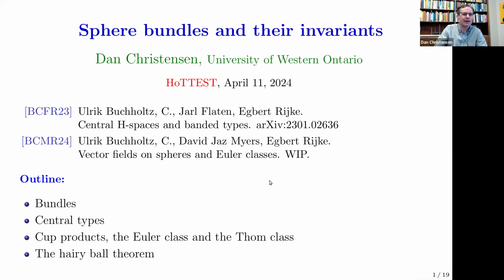One paper is by this group of 4 authors, Buchholz, myself, Flatten, and Reika, and it's available on the archive. And there's a newer paper that is not quite ready for the archive, but we were hoping to get it done before this talk, but maybe another month or so till we get some of the things polished there. It's a slightly different group of authors. It's got David Jas-Myers in place of Ural Flatten. So the part about central types will involve the first paper, and the later parts will involve the second paper.